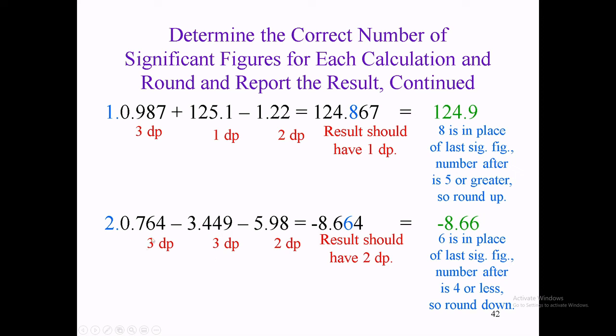And then if we take a look at this guy down here, we've got 2 decimal places here. That means that I'm only going to get to be able to have 2 decimal places here. I go to that second decimal place. I look to its immediate neighbor. That's a 4. I'm going to be rounding down. I get negative 8.66.